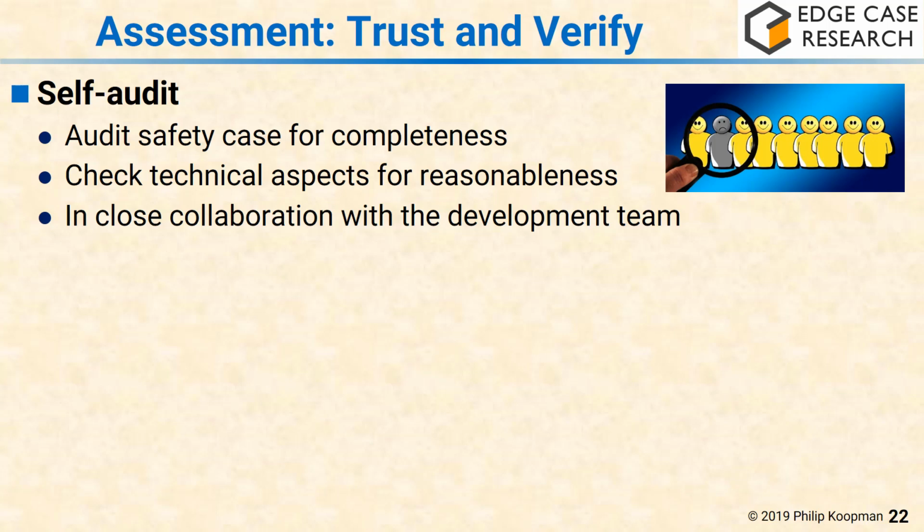Their job is to make sure the safety case really does prove the system is safe, check for reasonableness, and make sure it's complete. Their work product output is a complete safety case that conforms to the standard. And they say, we're sure it conforms to the standard. So between the developers and the self-auditors, they're taking responsibility for safety.